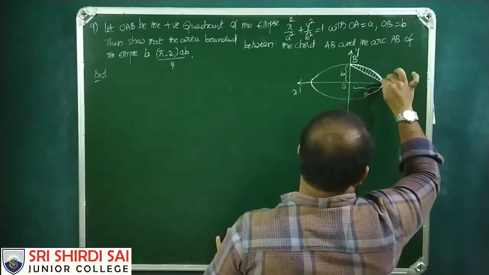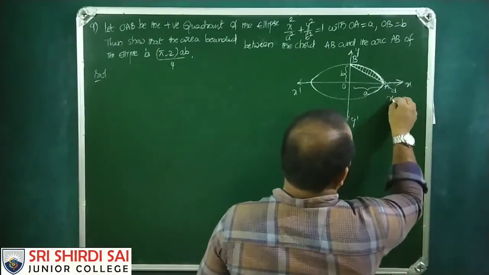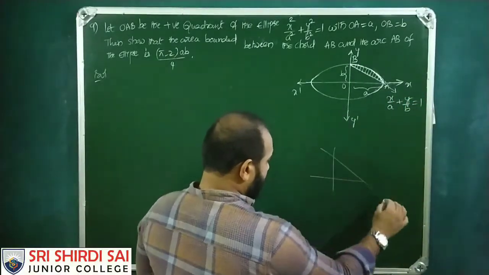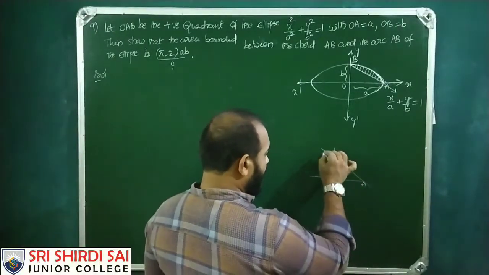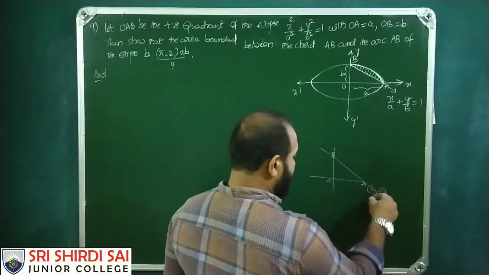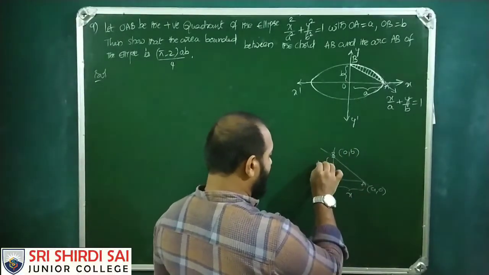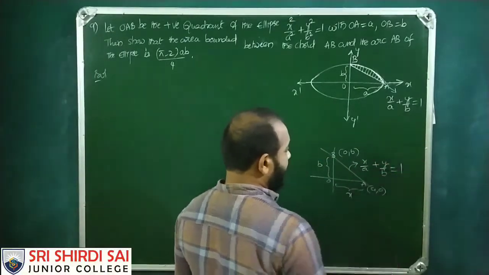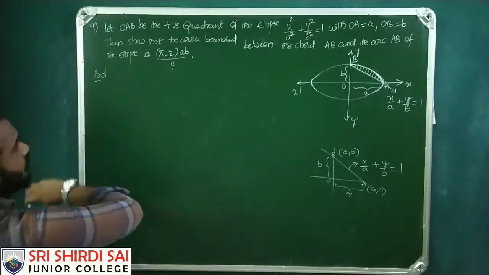So can you tell me what is this line? This line is x by a plus y by b equals to 1. In first year we have learned that this line cuts the coordinate axes at (a, 0) and (0, b). This is the x-intercept and this b is the y-intercept. Therefore, this is the equation of the line in the intercept form.